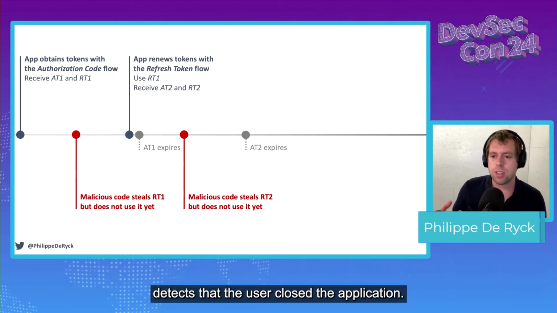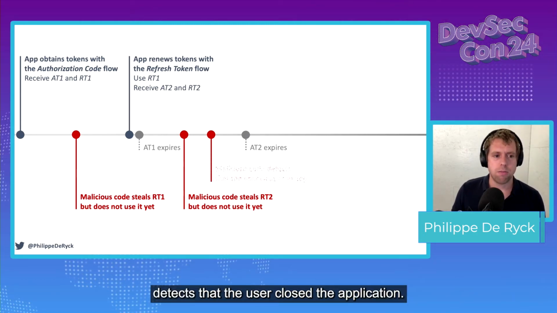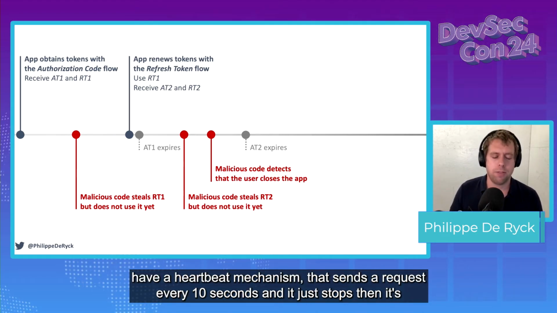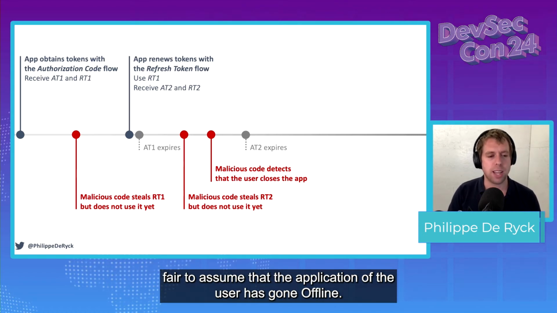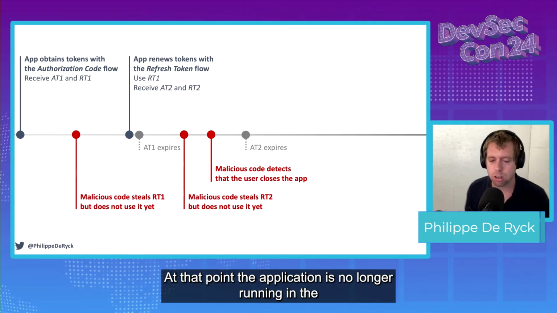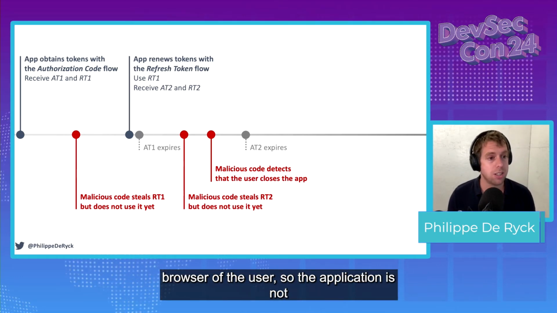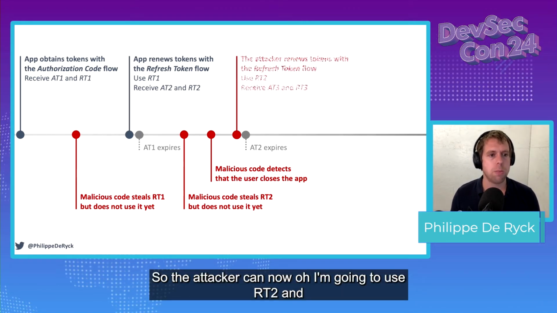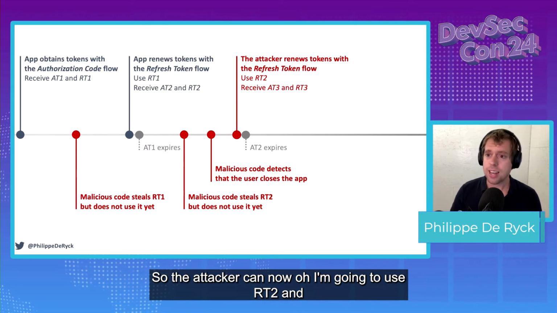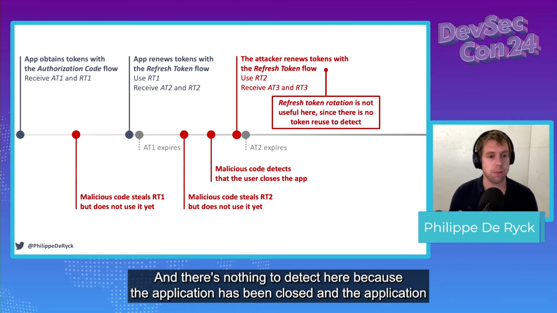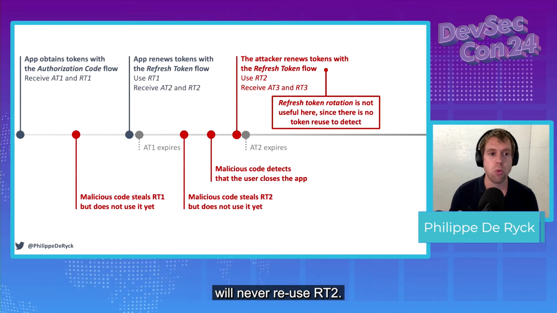And then the attacker code detects that the user has closed the application. You can listen to close events, or you can have a heartbeat mechanism that sends a request every 10 seconds. And if that stops, then it's fair to assume that the application of the user has gone offline. At that point, the application is no longer running in the browser of the user. So the application is not going to use the latest refresh token, RT2. So the attacker can now say, ooh, I'm going to use RT2, and I'm going to request token set 3, AT3 and RT3, and I'm going to get that. And there's nothing to detect here because the application has been closed and the application will never reuse RT2.